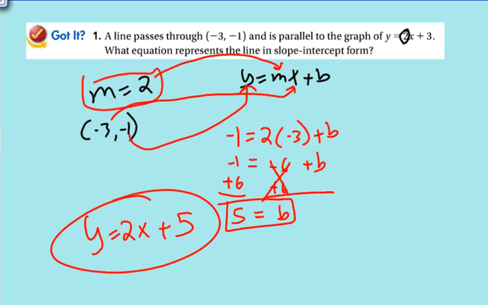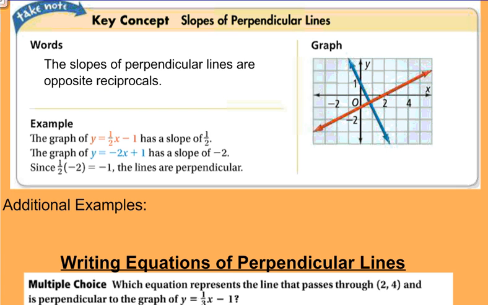Alright, so feel free to skim my work here. I found that the slope had to be 2 because that's what we were given in the equation. I found that the y-intercept, we could figure that out by plugging in the x and y that we were given, solving for the b, and then using that along with the m that we had to make our equation. Y equals 2x plus 5. So that's parallel lines. Now we're going to look at the second thing, which is perpendicular lines.